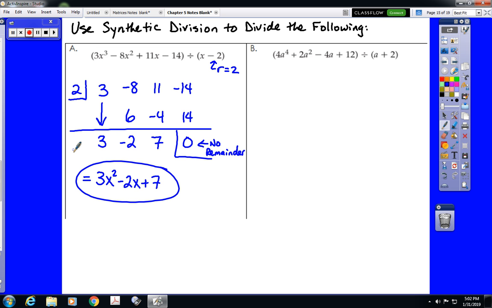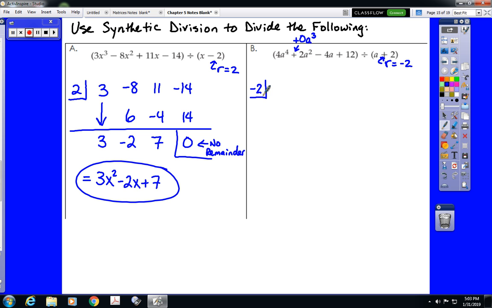Example B here has a couple of the wrinkles that we need to know how to deal with. First of all, r would be negative 2, because it's always the opposite of what's shown. That says plus 2, so r is minus 2. Now the other thing to notice is that we do not have an a cubed term, so we need to put a 0 between the 4 and the 2, at least in our heads.